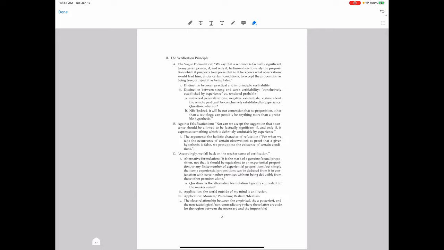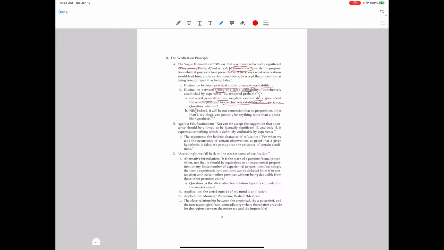So first you start with what he calls the vague formulation, which he puts in terms of know-how, knowing how to verify or confirm. He then distinguishes between practical and in-principle verifiability, and also between strong and weak: the difference between what's conclusively established by experience versus what is rendered probable. And then we note the kinds of problems that we have. Universal generalizations and negative existentials are hard to conclusively establish. And then he's a fallibilist. He endorses a kind of fallibilism, which seems like a relatively common sense position to hold.